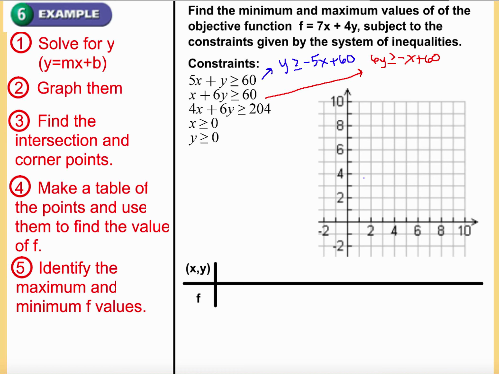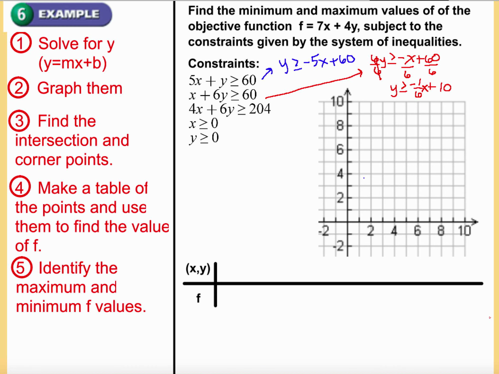And here I am going to multiply or divide, but not by a negative. I'm going to just divide by positive 6. So this is not going to affect my inequality symbol at all. So I've got 1y, or just plain old y, is greater than or equal to, it looks like negative 1/6 x plus, well, 60 divided by 6 is 10. So we'll go ahead and graph that now. Ooh, I forgot my x.